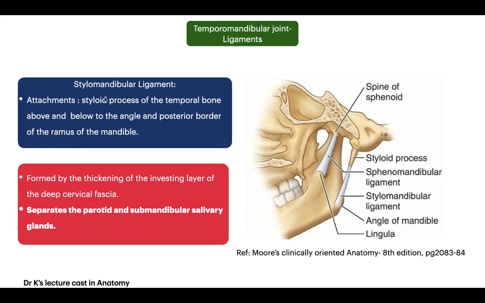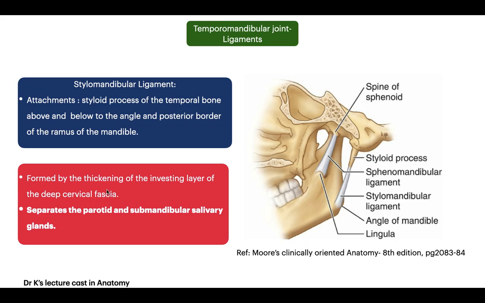Stylomandibular ligament. Attachments are the styloid process of the temporal bone. Can you see here? A pointed one. From the styloid process of the temporal bone to the posterior border of the ramus of the mandible. This is the ramus of the mandible, this part, and it is attached to the posterior aspect below the angle and the posterior border of the ramus of the mandible.